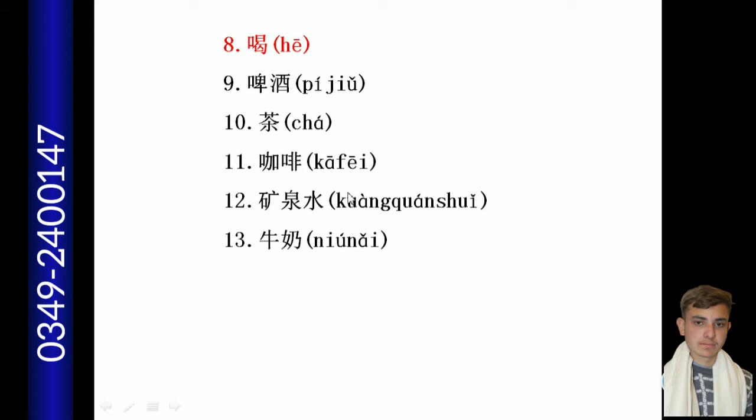On this page, you can also find that only this one is a verb. 喝, to drink, right? Only one verb. The others are all nouns. So it's very easy to understand the meaning of these words.